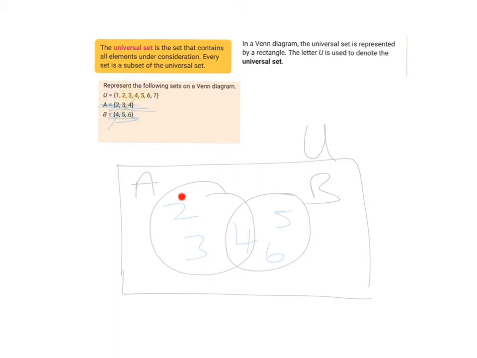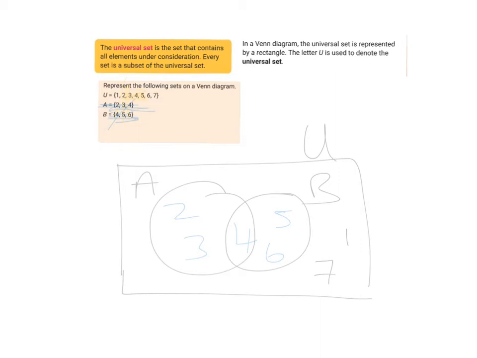They're not part of A, so they can't go into this circle, and they're not part of B, so they can't go into that set, but they are part of the universal set, which is the whole diagram, including the rectangle part. So they can't go into A and B, and they have to go outside. So we fill in our remaining elements that we haven't accounted for, which are the 1 and the 7. So that's how you do a universal set.